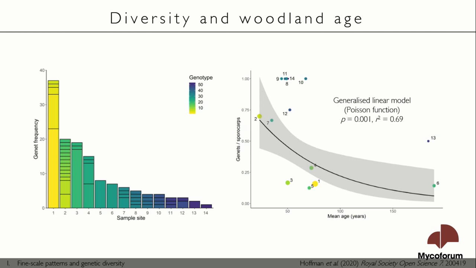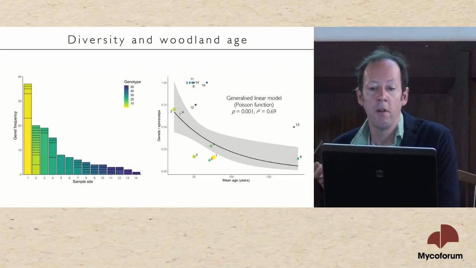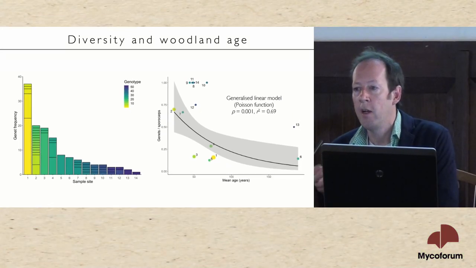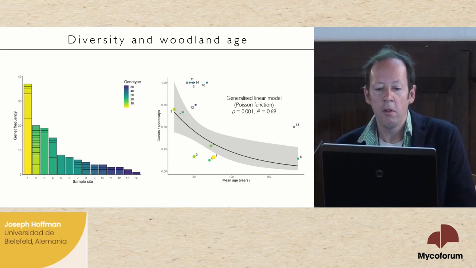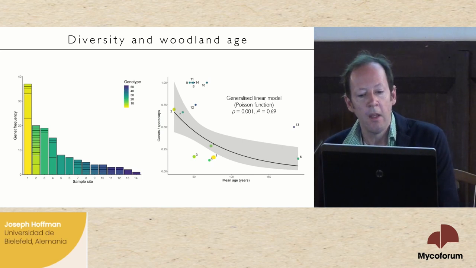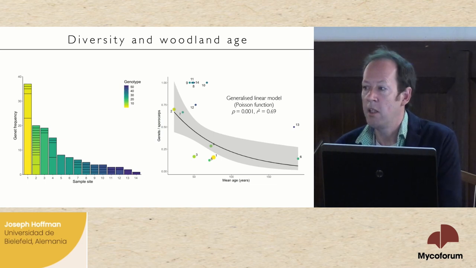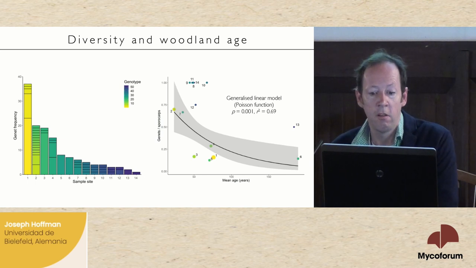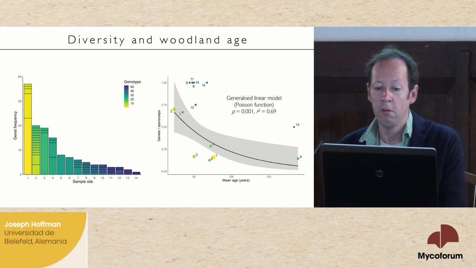So how can we explain this variation across sites? Well, what we did is we expressed diversity as the number of genets per sporocarp, and then we looked for a relationship between diversity and woodland age. And we found a highly significant negative correlation that explains about 70% of the total variance in diversity. What's interesting to note here is that the highly diverse site with many closely related genets is actually the youngest site, with an estimated age of around 23 years. And this highly productive site was around 3 times older.